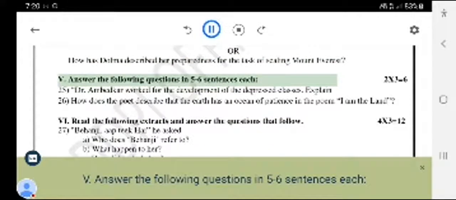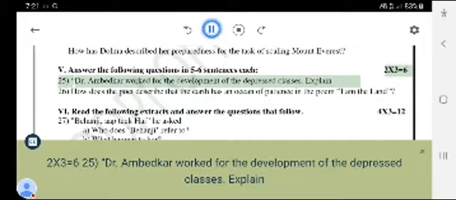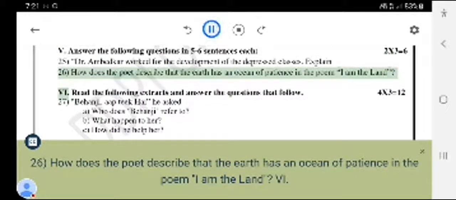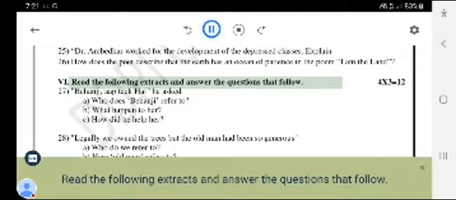V. Answer the following questions in 5 to 6 sentences each. 25. Dr. Ambedkar worked for the development of the depressed classes. Explain. 26. How does the poet describe that the earth has an ocean of patience in the poem, I Am the Land? V. Read the following extracts and answer the questions that follow.